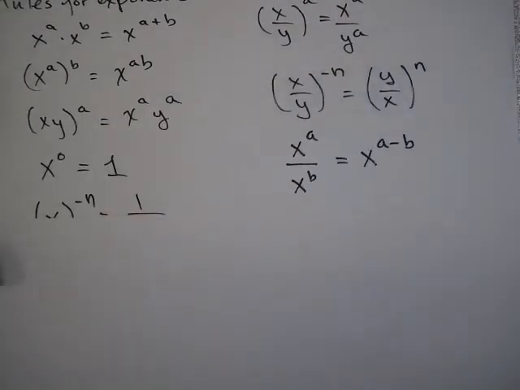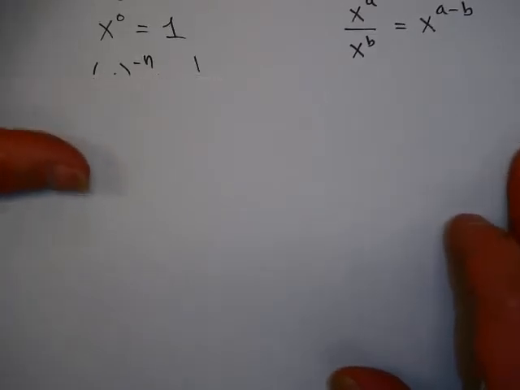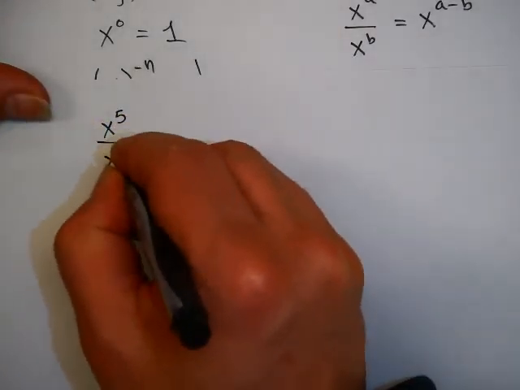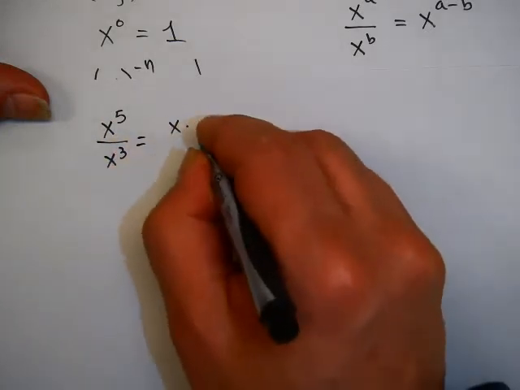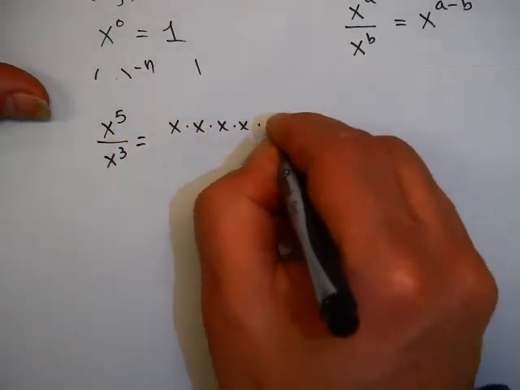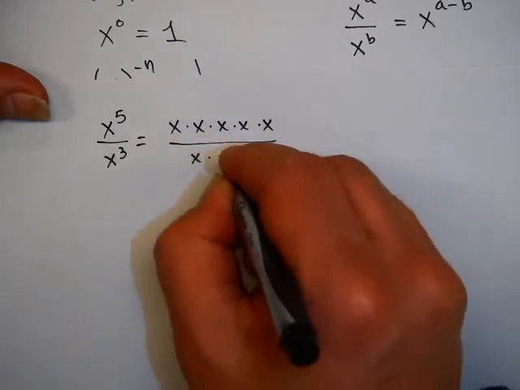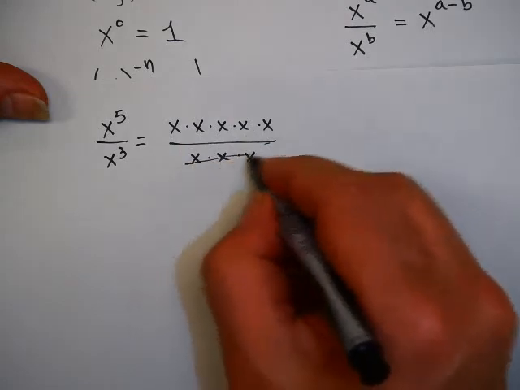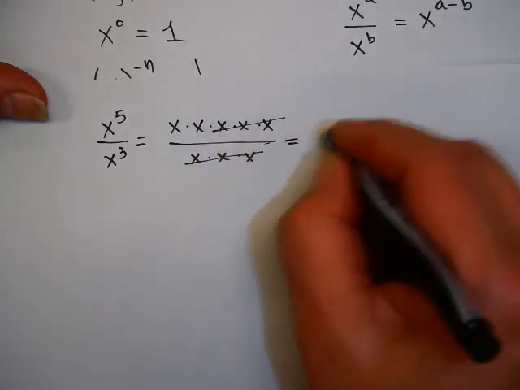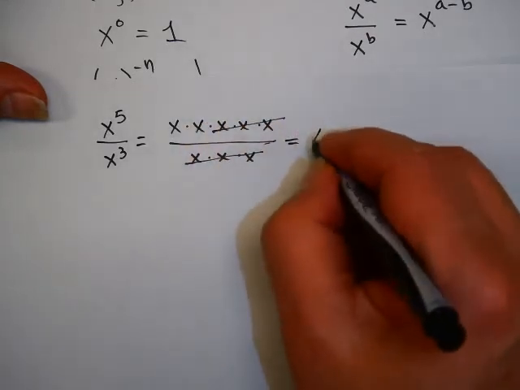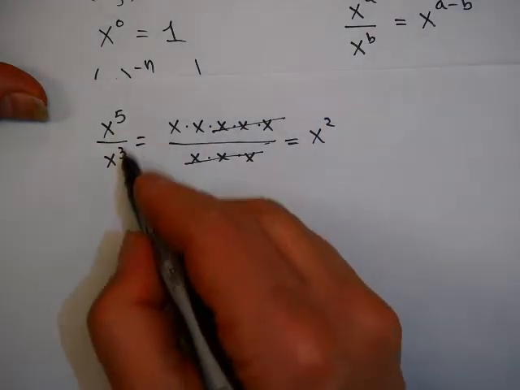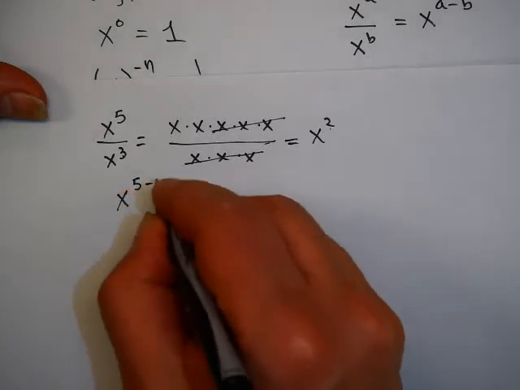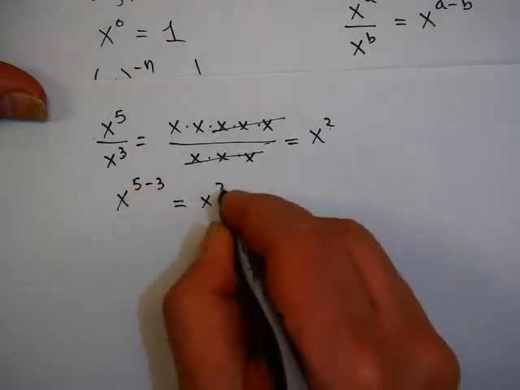This is useful if you just think about a few problems like this. X to the 5th over x to the 3rd. Well, you know x to the 5th equals this, and x to the 3rd equals this. And you also know that this bar means divide, so these guys would disappear, and you're left with x times x, or x squared. What's the relationship between 5 and 3 and 2? Well, x to the 5 minus 3 equals x squared.